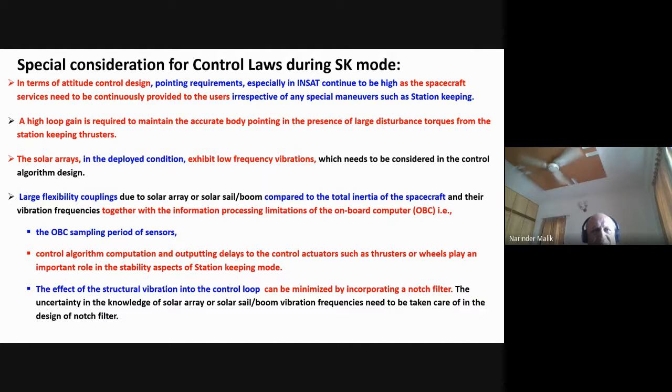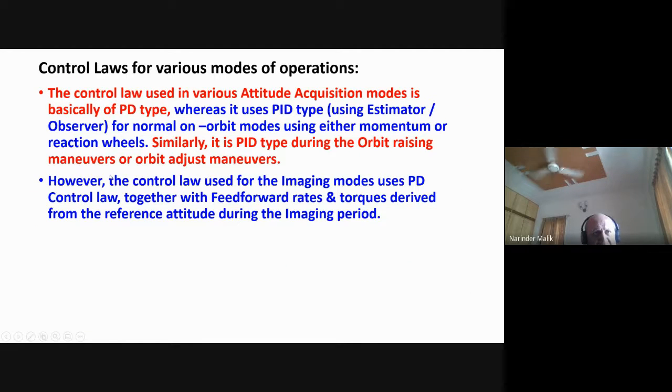This is just for information. In general, controllers are used for various modes of operation. We want to have a spacecraft sun pointing mode, a spacecraft earth pointing mode, a spacecraft on-orbit imaging mode of operation, and a spacecraft orbit adjust maneuver. So many maneuvers are there, and the control laws for different modes are of different types.